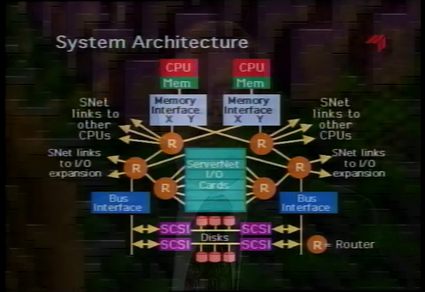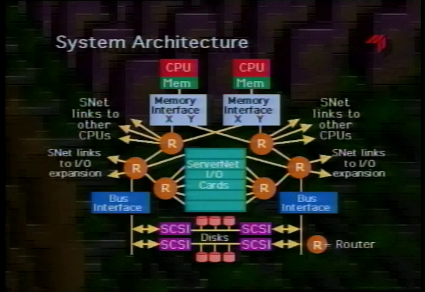Here we see the 3 major chips we've just talked about and how they can be used to construct a system. The processor interface is shown at the top, a number of router chips are shown in the middle, and the bus interface chips are shown at the bottom. The system can be configured, as I said before, in several fault-tolerant modes.